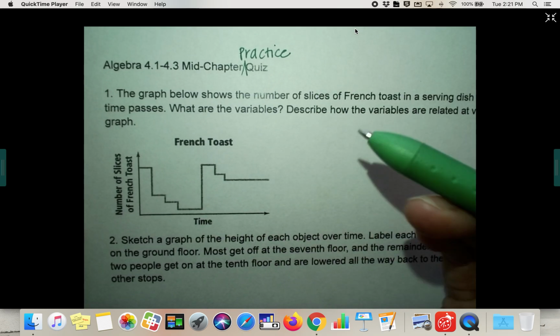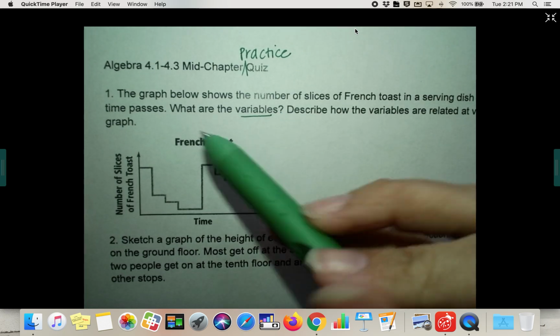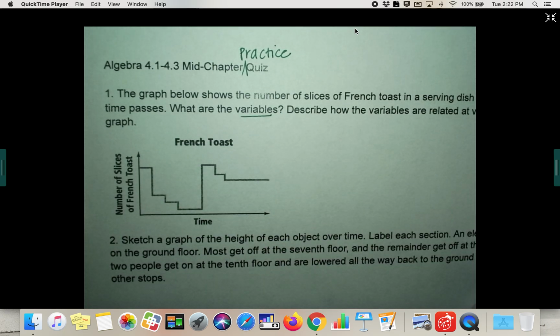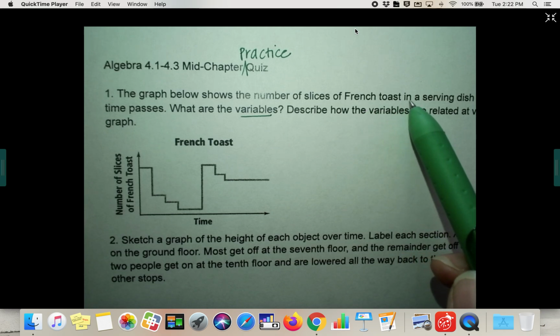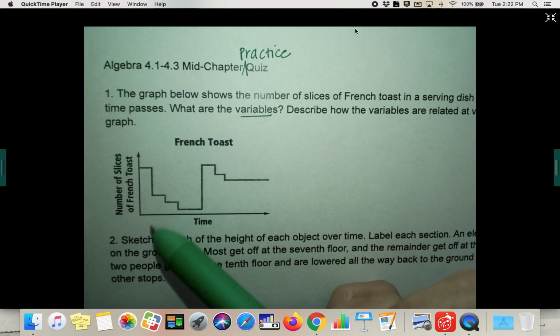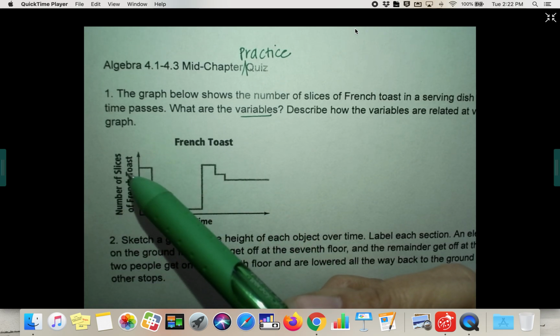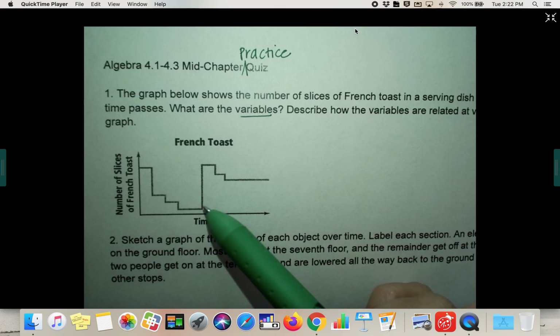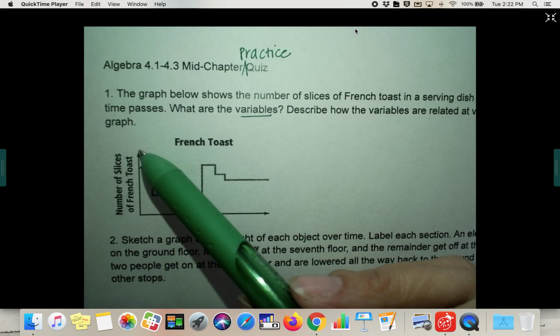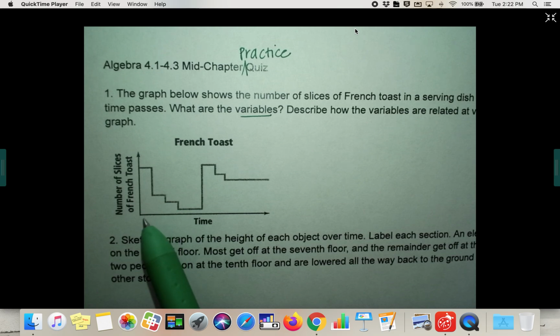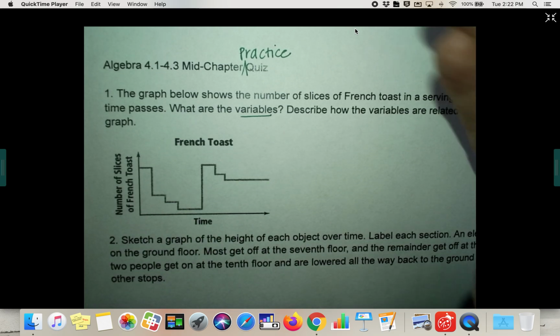So you're going to need to know what are the variables in this particular graph in this situation. It's dealing with French toast in a serving dish at a breakfast buffet over time, as time goes on. So you're at a buffet at a restaurant, and what exactly is this graph showing as far as the number of slices of French toast over a period of time? So first of all, what are the variables?